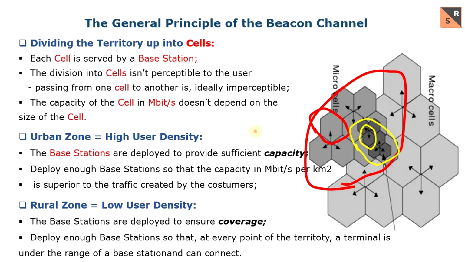In rural areas, there is a low density of users, so the operator will try to just ensure the coverage. The operator should deploy enough base stations so that at every point of the territory, a terminal is within the range of a base station and can be connected.